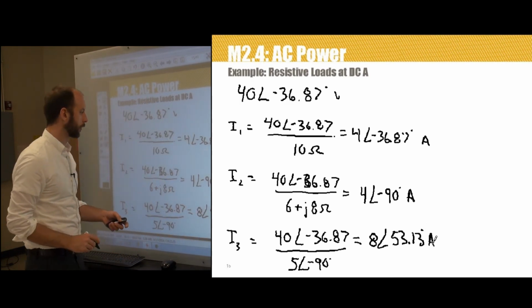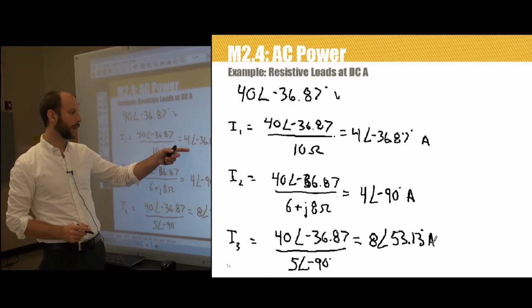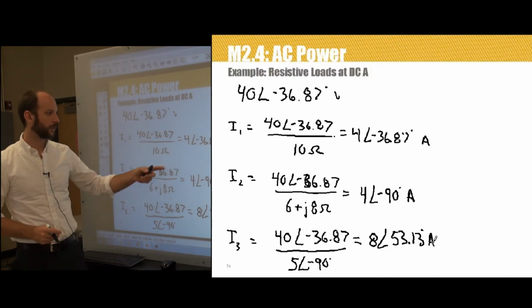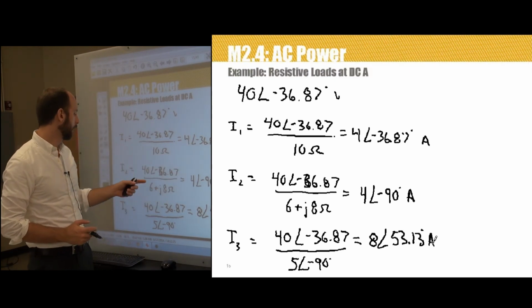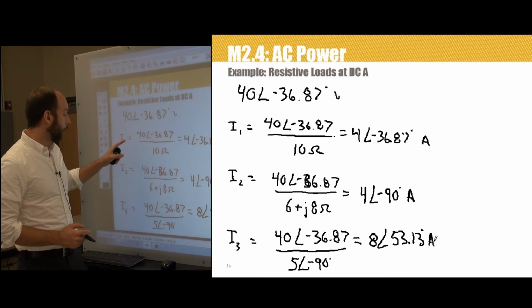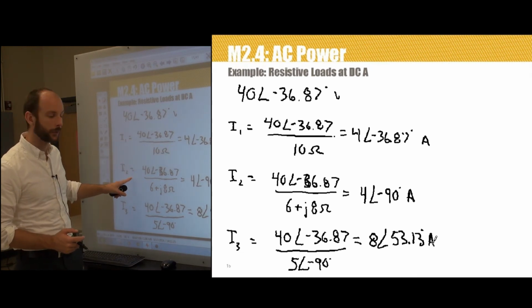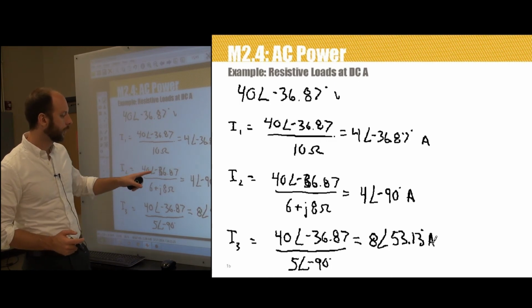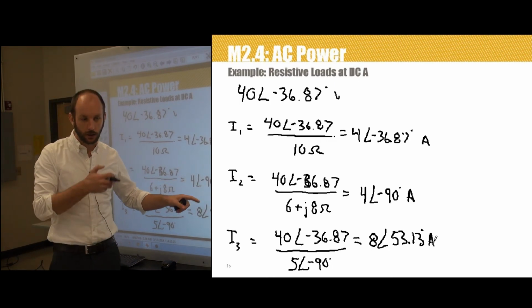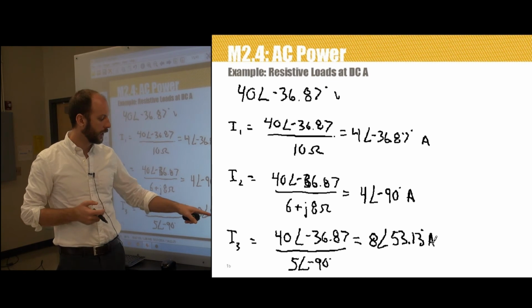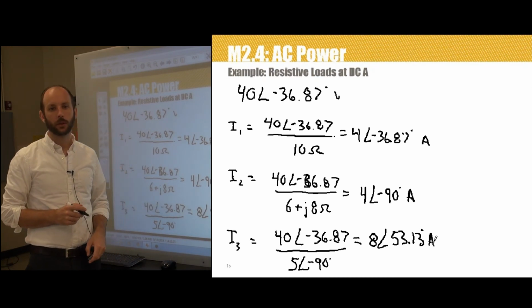So now we know the branch currents. Current flowing in the first branch is 4 amps with a phase shift of negative 36.87 degrees relative to the reference current, which was the current source in this case. I2 is 4 at an angle of negative 90, and I3 is 8 at an angle of 53.13.